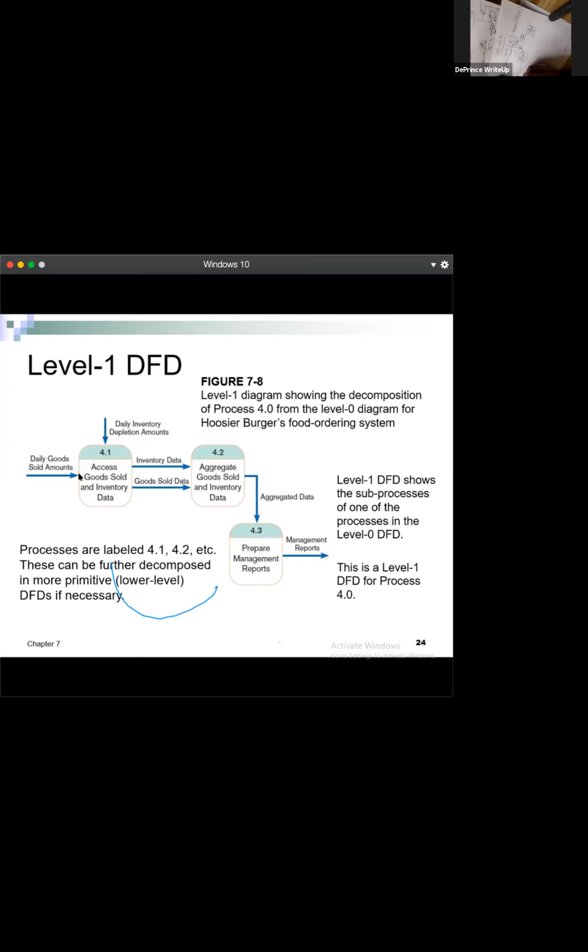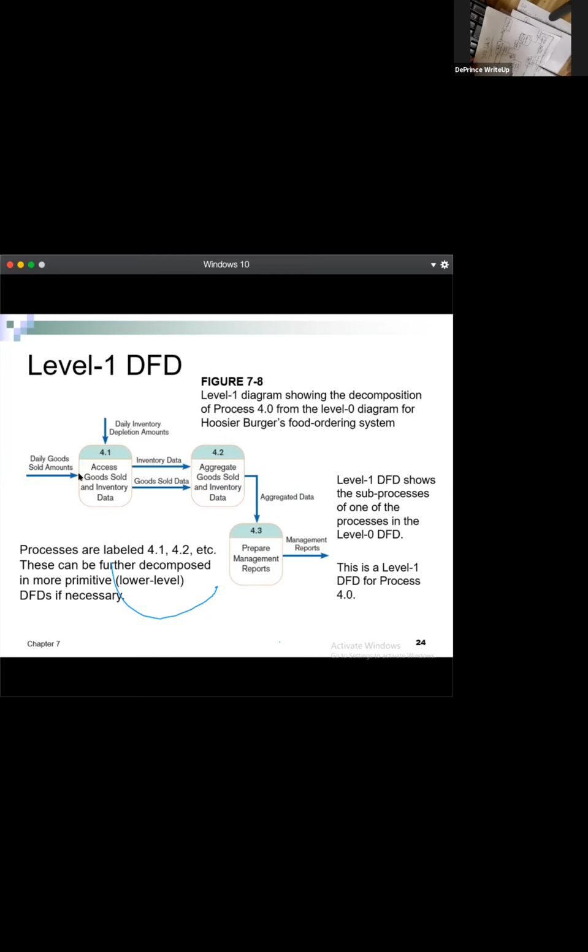So this goes into the goods sold file, GS file, okay? And then this goes into the inventory file. Okay, this goes into the inventory file. So that particular process from DFD level 0, generate reports. Now we will not use generate reports because we are breaking down this process into smaller processes.